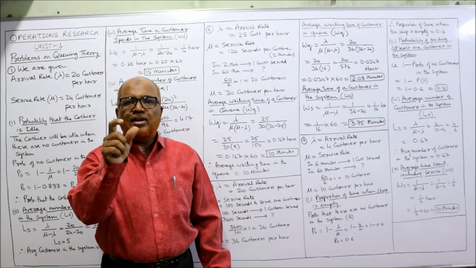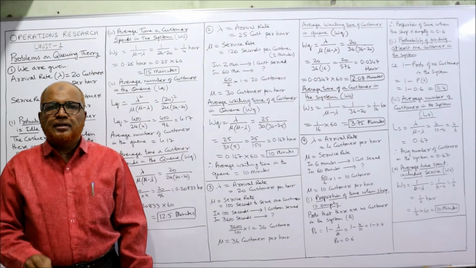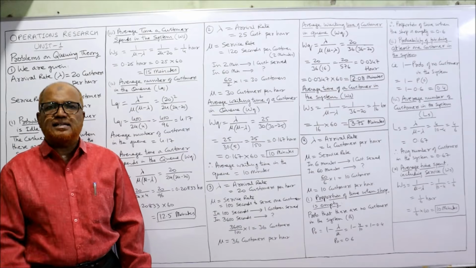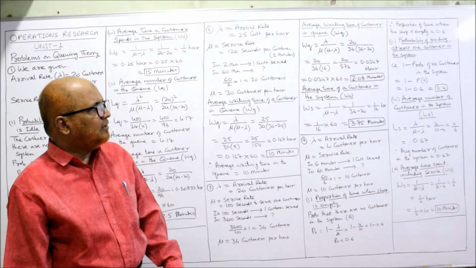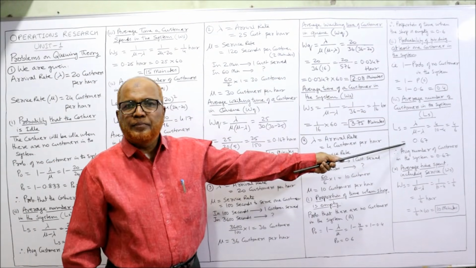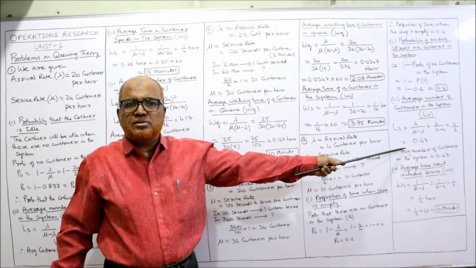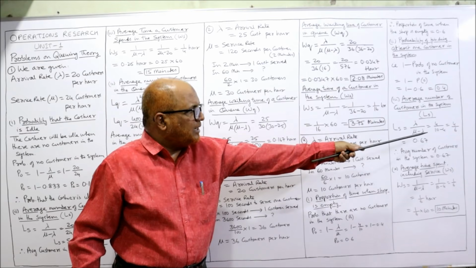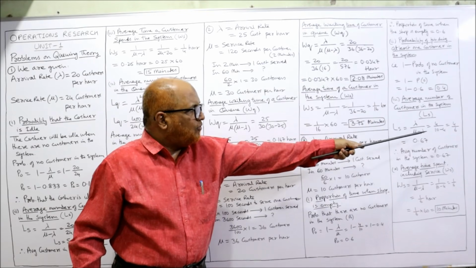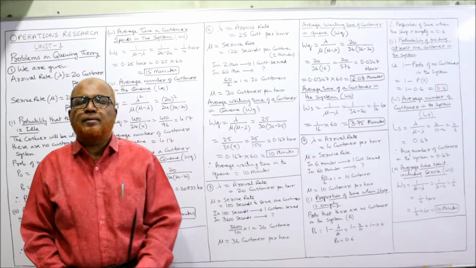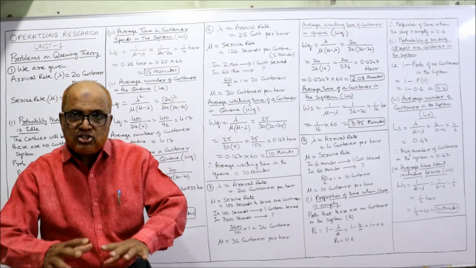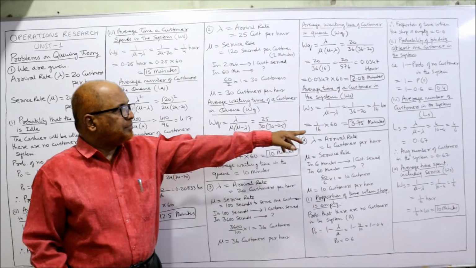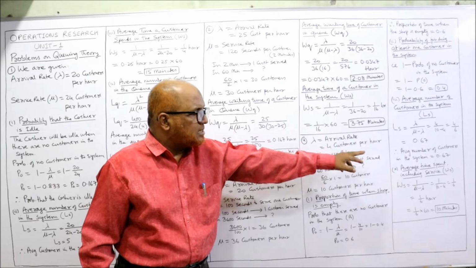Third question. Average number of customers in the system. The symbol is Ls. Ls is equal to lambda divided by mu minus lambda. Already we have applied it in the last two problems. Lambda divided by mu minus lambda, that is 4 divided by 10 minus 4, 6. 4 by 6 is 0.67. So average number of customers in the system, Ls, is 0.67.